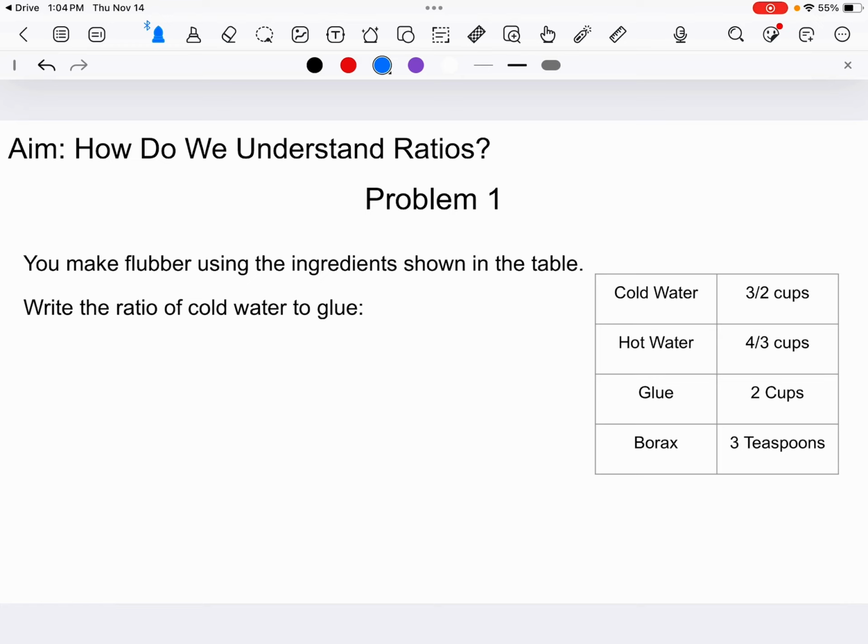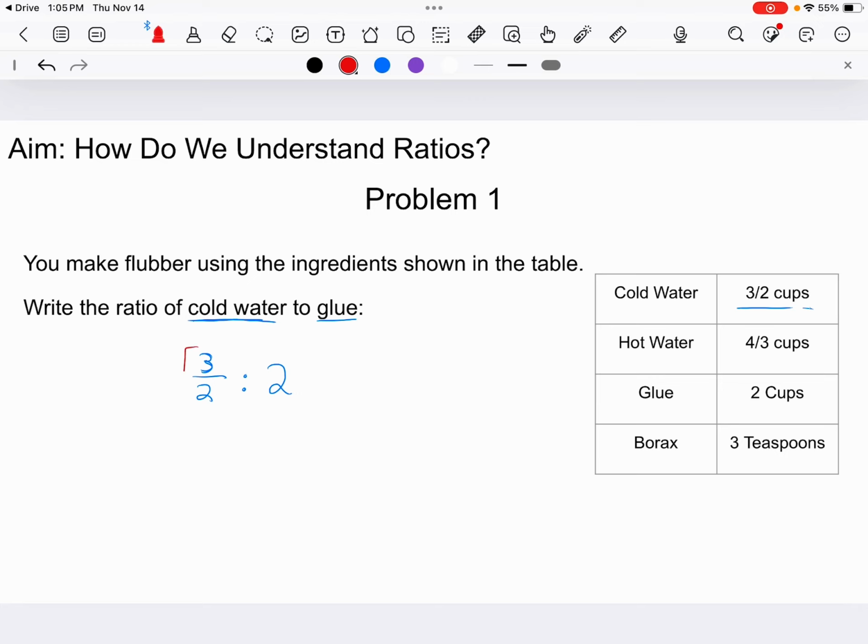When we're writing ratios, you have to make sure you read and write them in the correct order. So you make flubber using the ingredients shown in the table. Write the ratio of cold water to glue. Since cold water came first, that's going to come first in my ratio. So the cold water is 3 over 2. And then we have our colon, and the glue would be 2 cups. So our ratio would be 3 over 2 to 2.